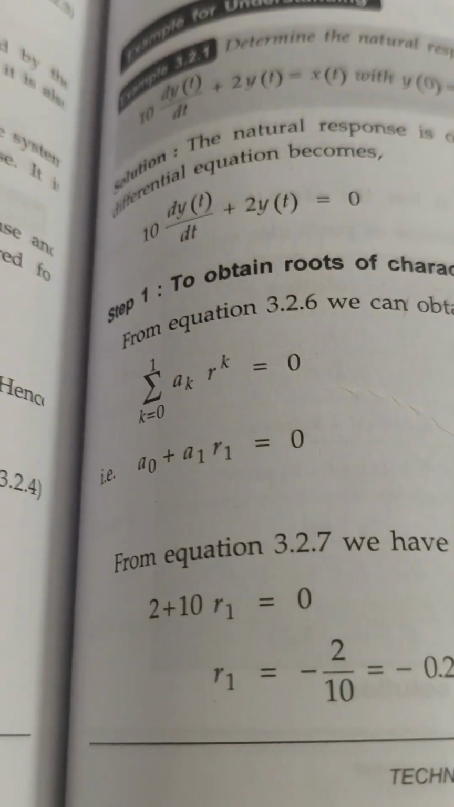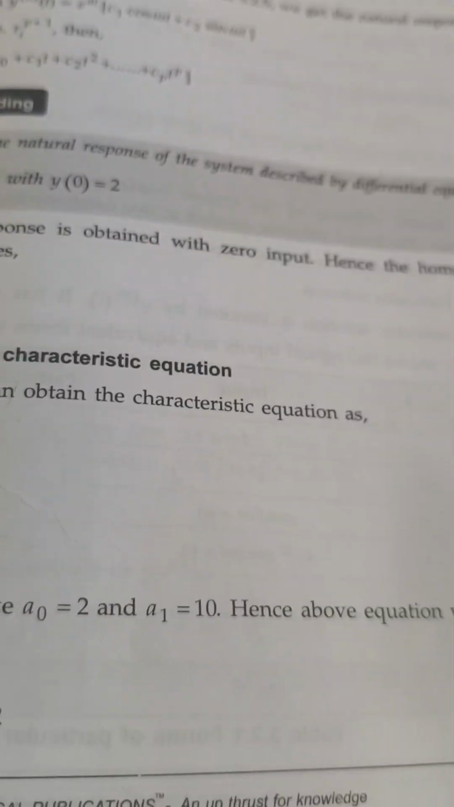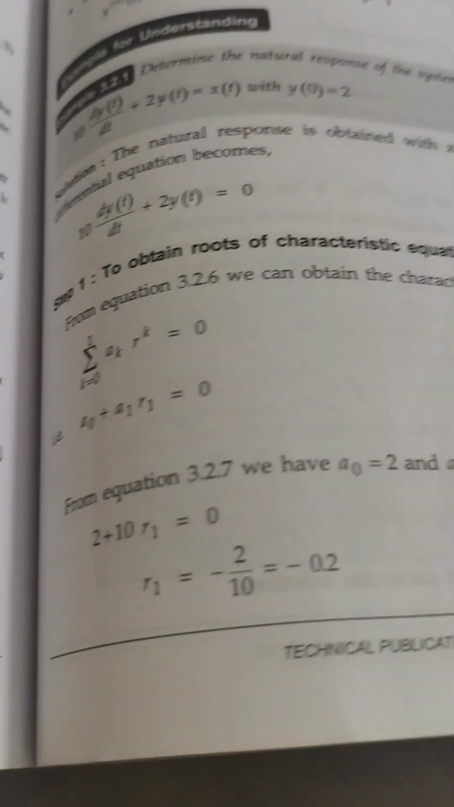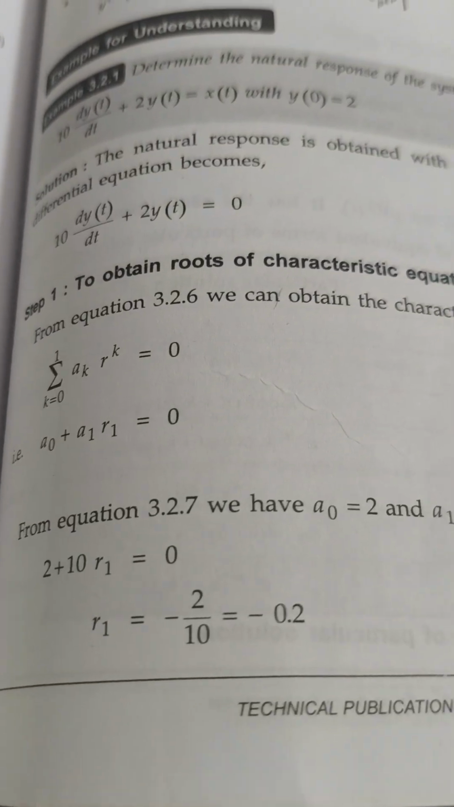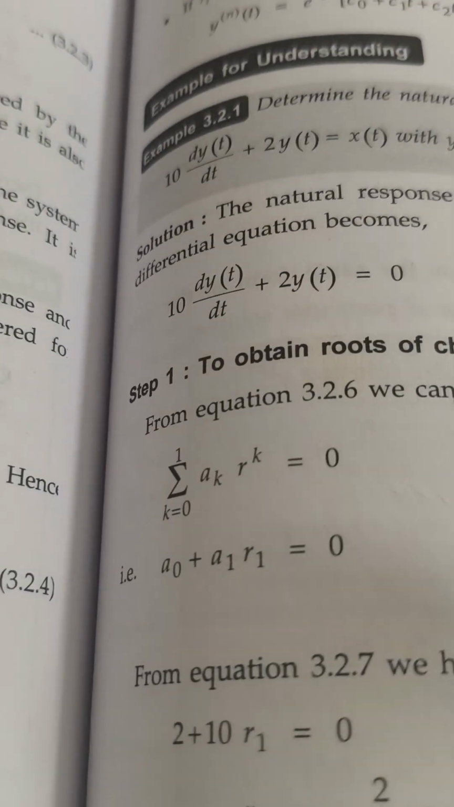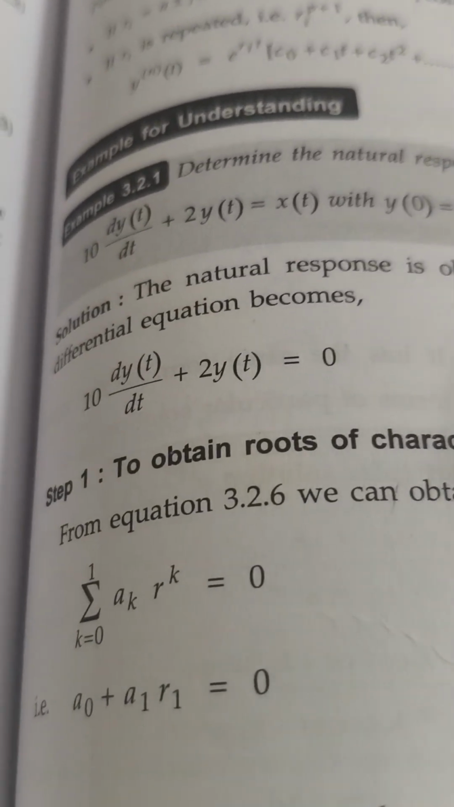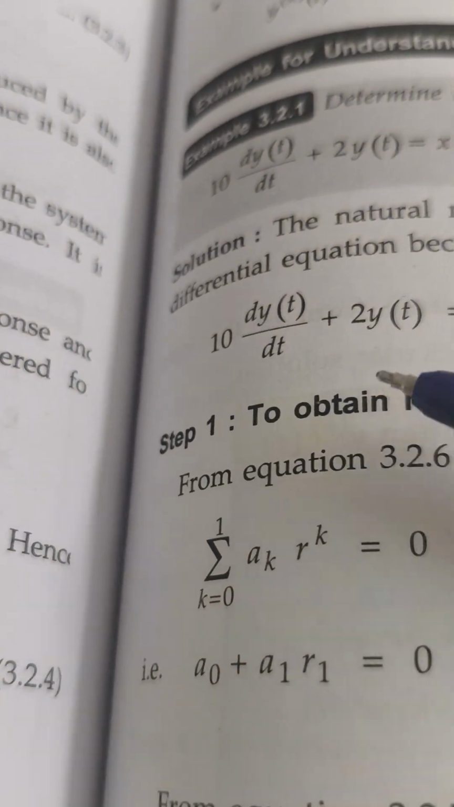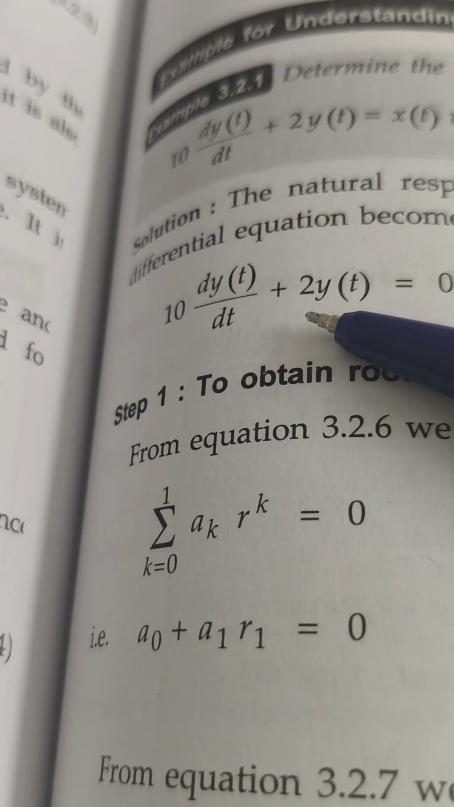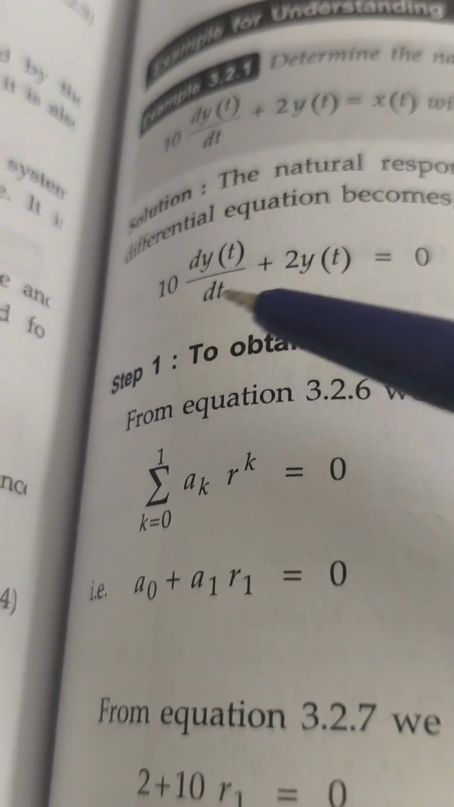Therefore, from equation 3.2.7, we have a0 equal to... Compare this equation with equation 3.2.7. From this, these are the coefficients: this is a0, this is your a1.